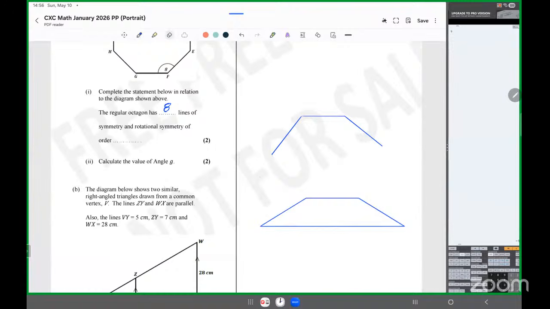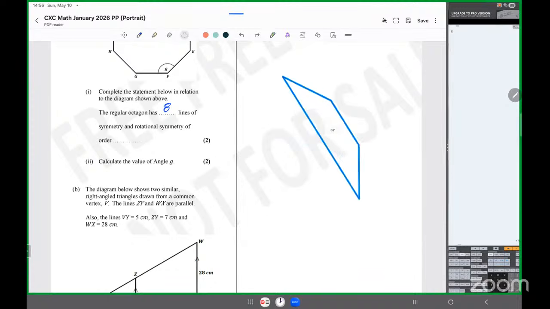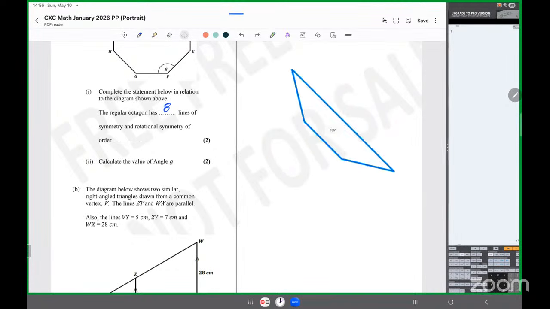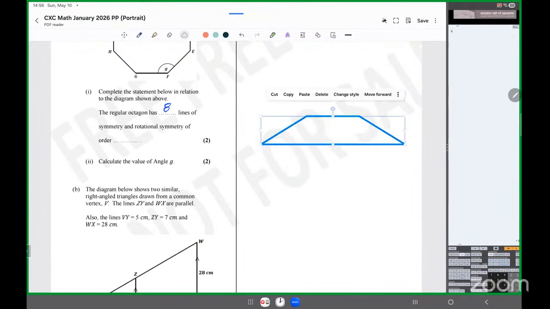So we have this isosceles trapezium, right? And I'm going to rotate it. I take it and rotate it like that. Will it ever look like itself again? No, no, no. The other one. See that? The other one.